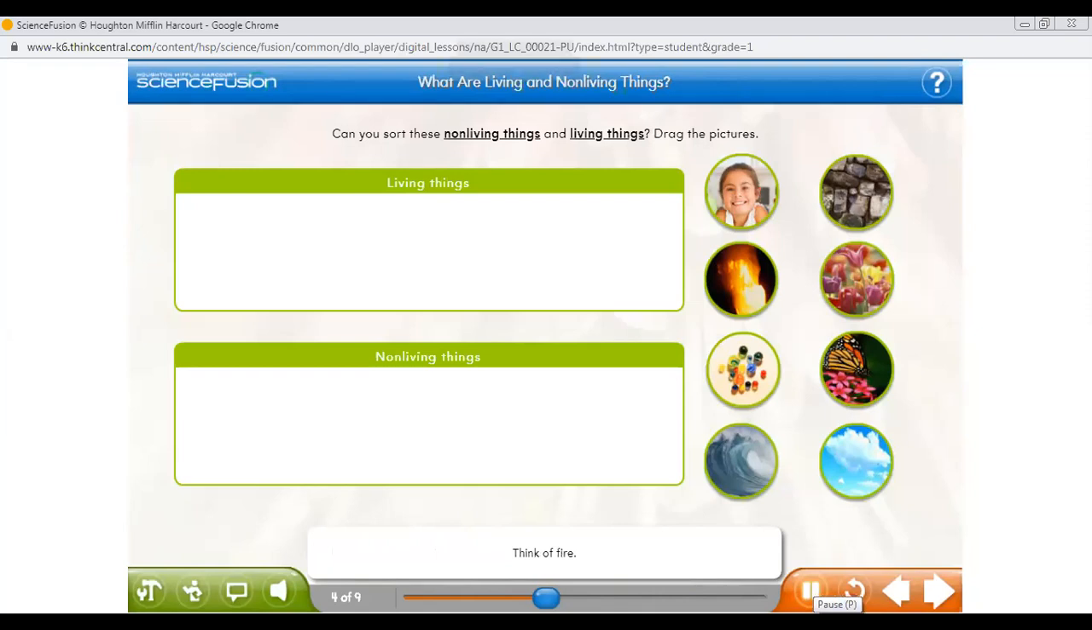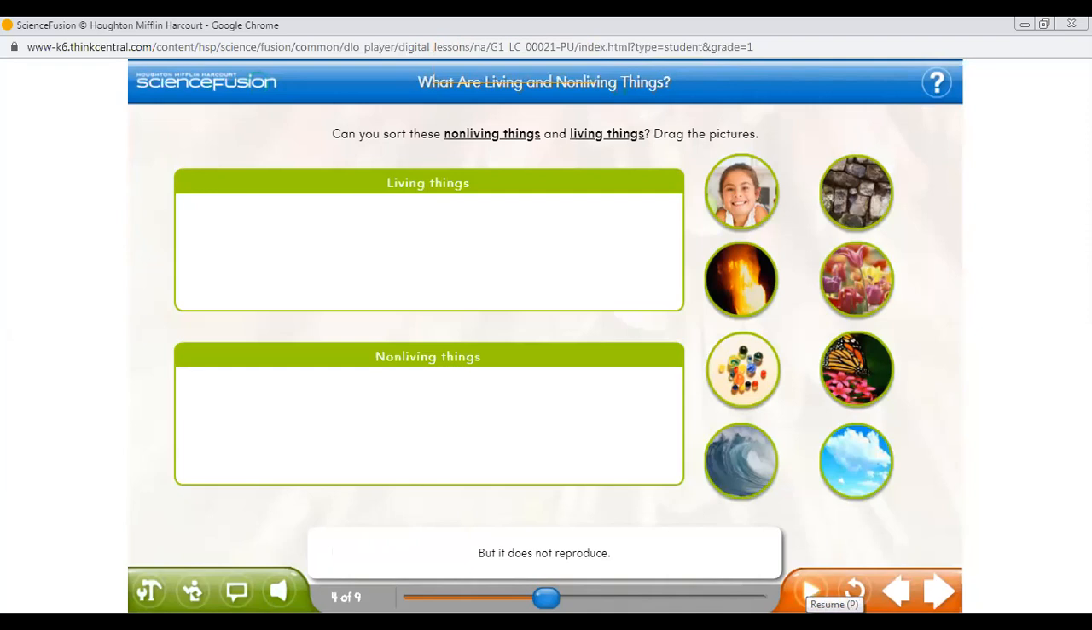Think of fire. It moves. Does it grow and change? Maybe, if there are more things to burn. But it does not reproduce. So there are some things that are the same in living things and non-living things, but not all.